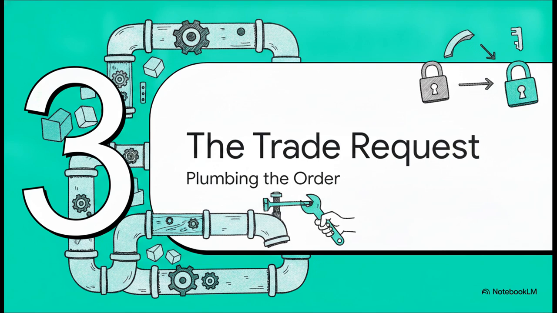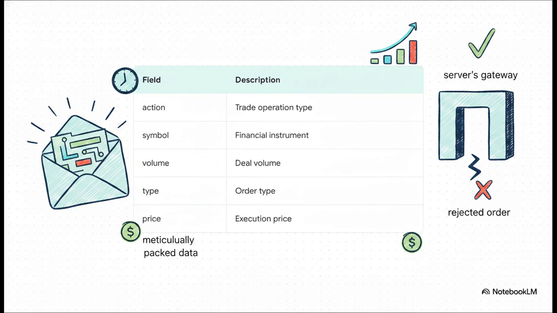All right, Section 3, the trade request. Let's look at the actual plumbing of an order. The really crucial thing to grasp here is that a trade command isn't just a simple line of text. It's a meticulously packed data envelope known as the MQL trade request structure. Every single time you want to interact with the market, you have to manually pack this structure with exact details. You declare the action, like trade action deal, the symbol, the volume, the order type, and the price.